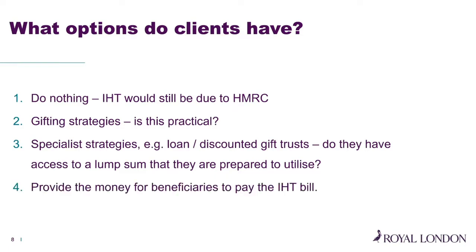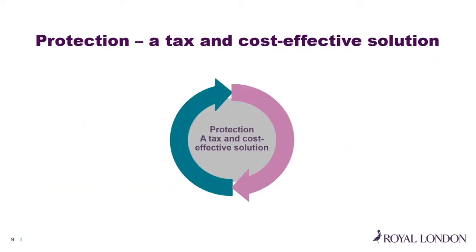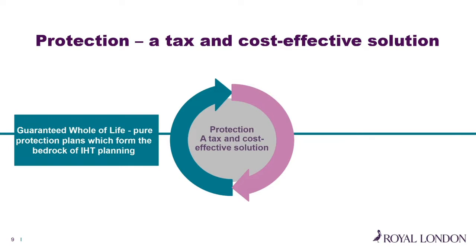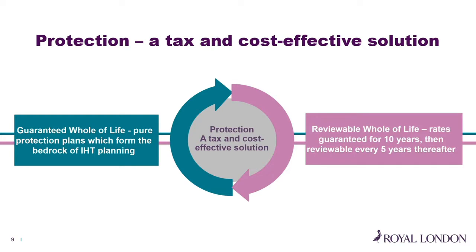So what's left? Well, it's providing the money for the beneficiaries to pay the bill. This is where, of course, life assurance comes into play, particularly whole life. Guaranteed whole life, which we offer at Royal London, is really the go-to product for a lifetime IHT liability. We offer reviewable rate contracts as well. Rates are guaranteed for 10 years and then reviewable at that point and every 5 years thereafter. We'll look at reviewable whole of life policies a little closer later on.